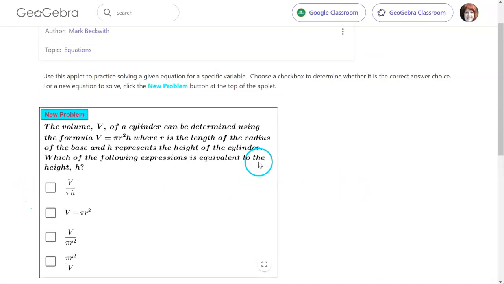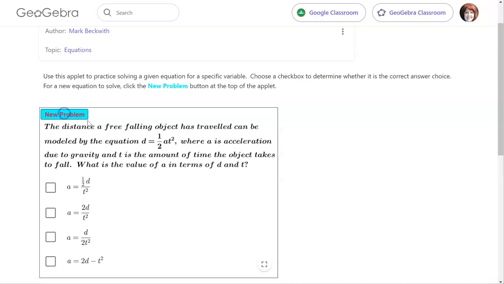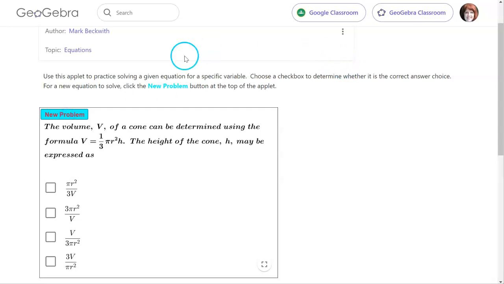Now they're getting a little bit of repetition here. So we're going to click again. D equals 1/2 AT squared. What is the value of A in terms of D and T? Notice how these questions are being answered. They might be asked this way on a test. In the future, they do show up on your ACT and SAT like this. And then click New Problem, and then they'll keep going.